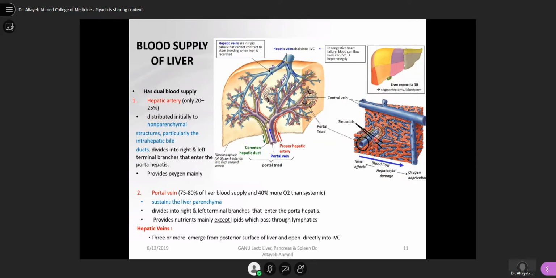So the area of high oxygenation is the area close to the portal triad. Area of low oxygenation is the area close to hepatic vein. And this is very important to remember because of the toxic effect. Usually the toxic effect affects area close to the portal triad, while areas due to reduction of blood supply usually affect area close to the central veins.